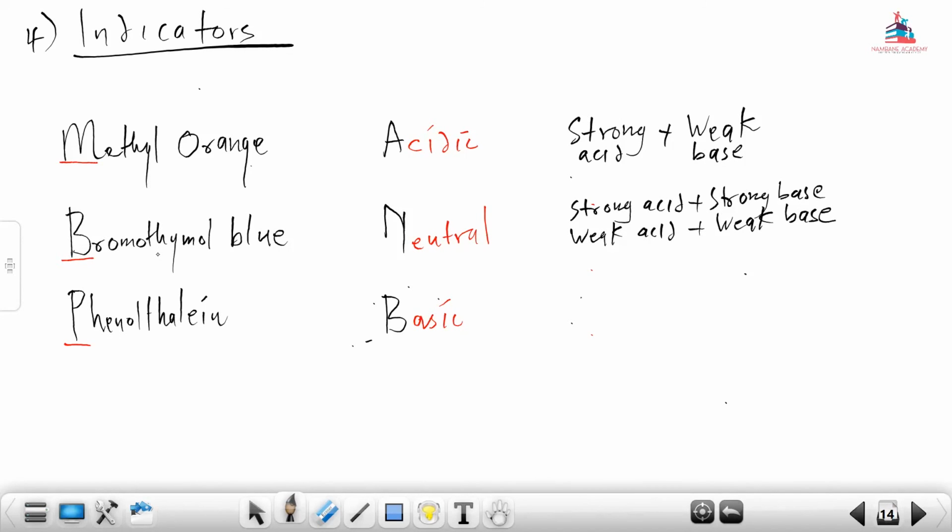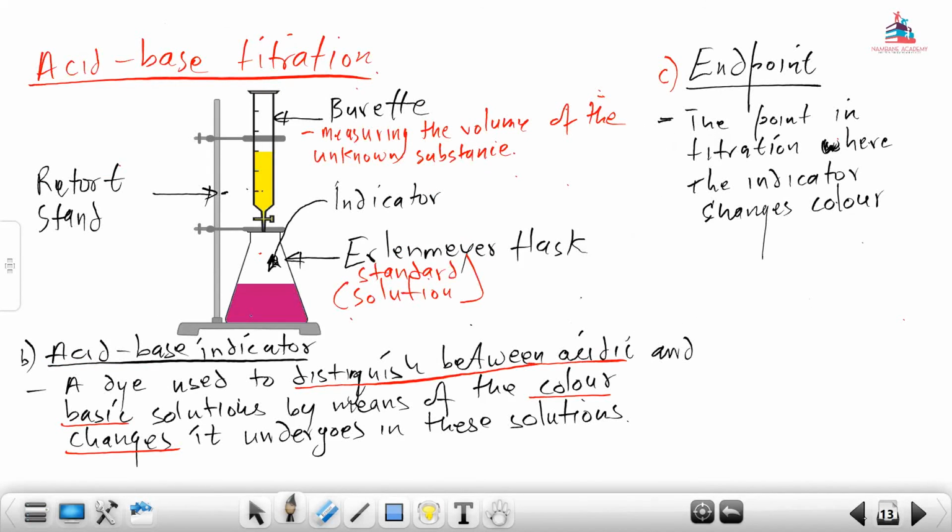But when I look at phenolphthalein, which says now the solution should be basic, what do I need? I need strong base plus weak acid. And this now definitely guarantees me the relevant indicator.